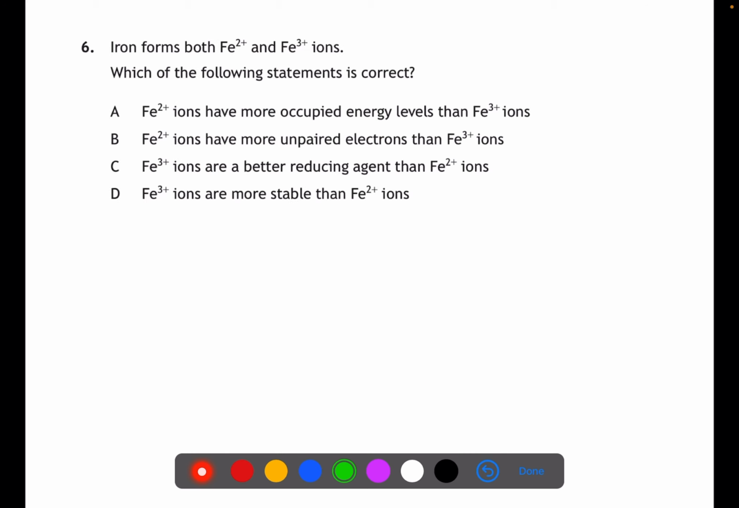Question 6. Iron forms both Fe2+ and Fe3+ ions. Which of the following statements is correct? So here we're looking at the electron arrangements of Fe2+ and Fe3+.